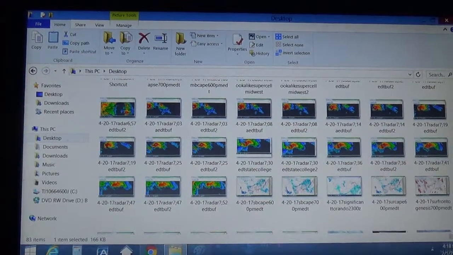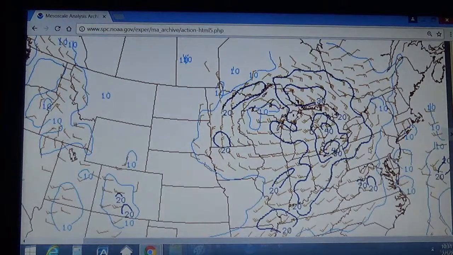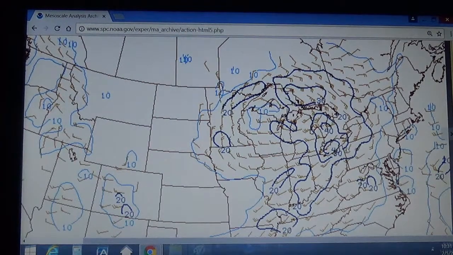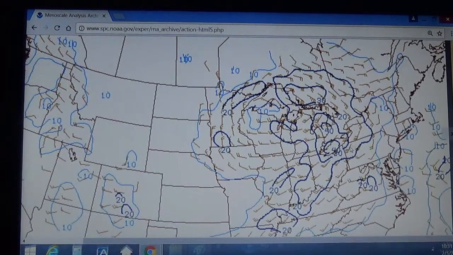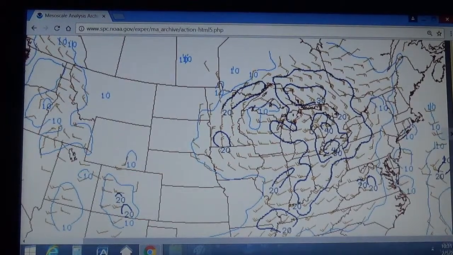Here's some of the main things that you look at. This is shear, 0 to 1 kilometer shear. Probably looking for about 25 or so. This is about 30 here, so it's plenty good enough in northwest Pennsylvania.